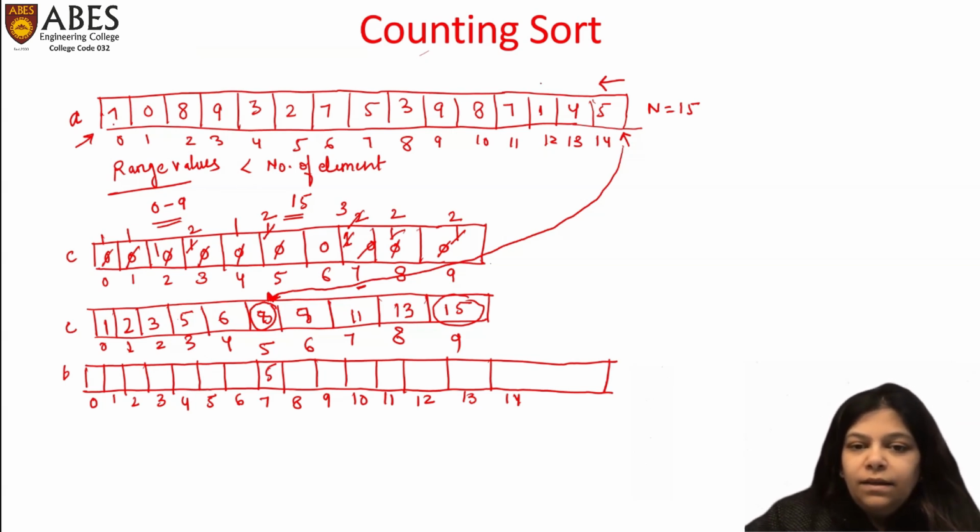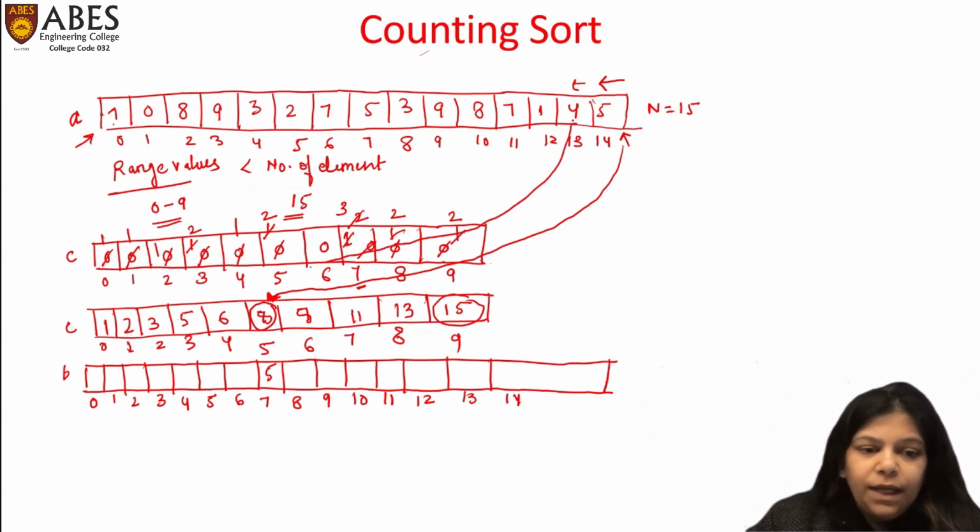Let us now take the next value, which is 4. Now we have to go again on the counting array, and in the counting array we have to look at the value which is stored at index 4. The value stored at index 4 is 6. That means there are total 6 elements which are less than or equal to 4. So that means 4 will have index 5 in the output array.